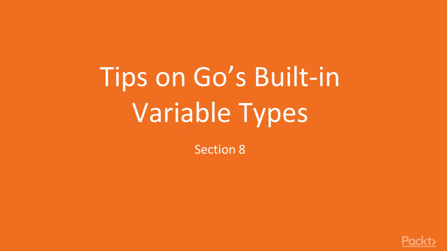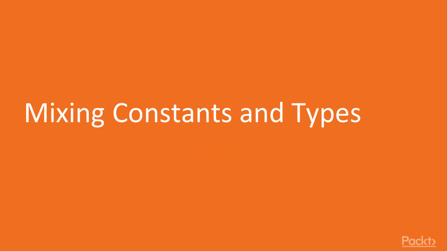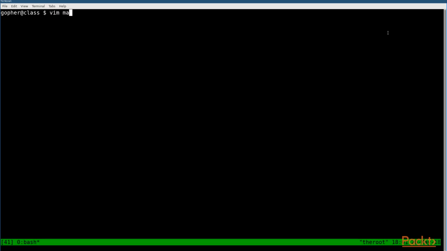In this section, we're going to talk about some of Go's built-in variable types. First, let's talk about Go's constants and some drawbacks that you may encounter when mixing them with other types. First, let's declare an integer in multiple different ways.